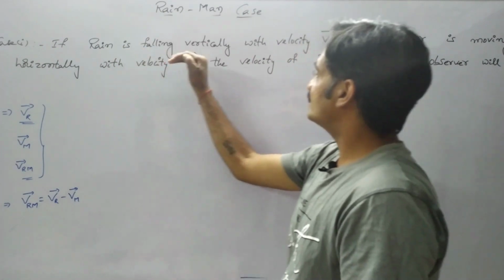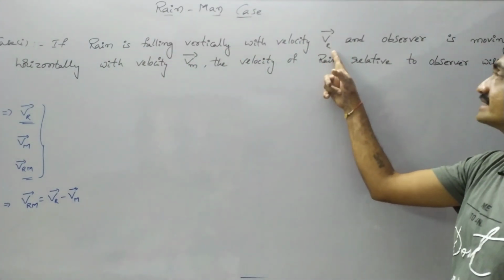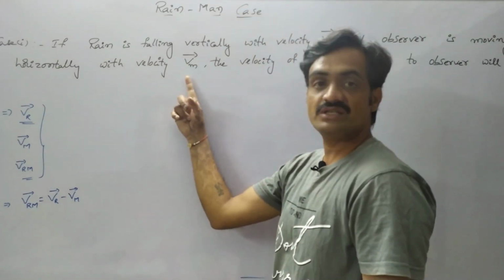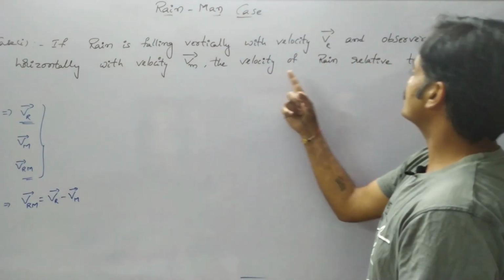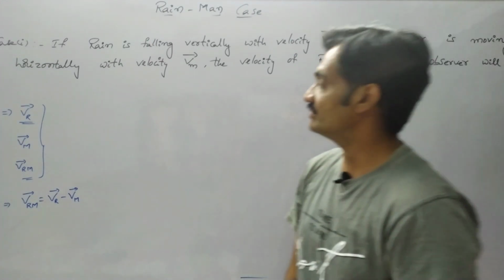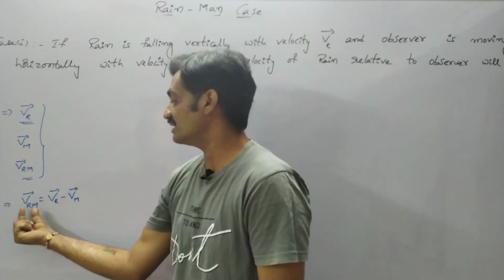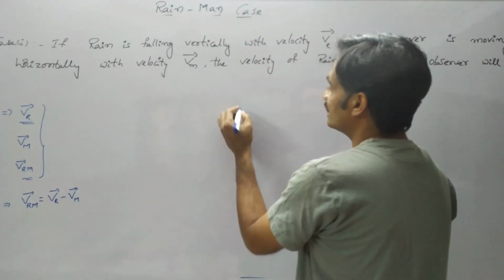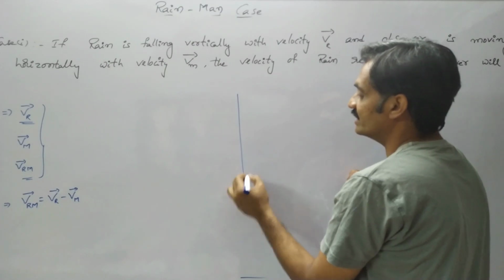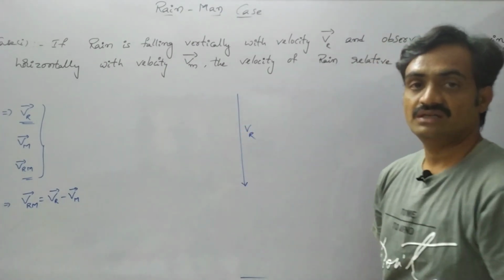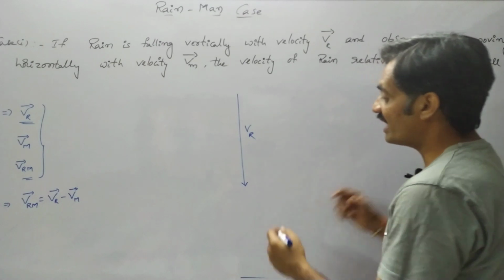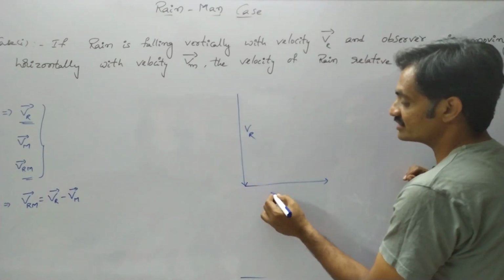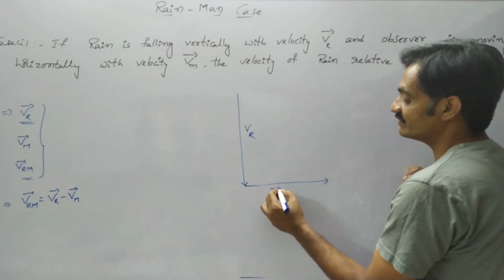Observe that if rain is falling vertically with velocity v suffix r and the observer is moving horizontally with a velocity v suffix m, the velocity of rain related to the observer will be. So here we have to represent the velocity of the rain with respect to the observer. As you observe, the rain is falling vertically, v suffix r, and the man is moving horizontally in the forward direction like this, and the velocity of the man is given as v suffix m.